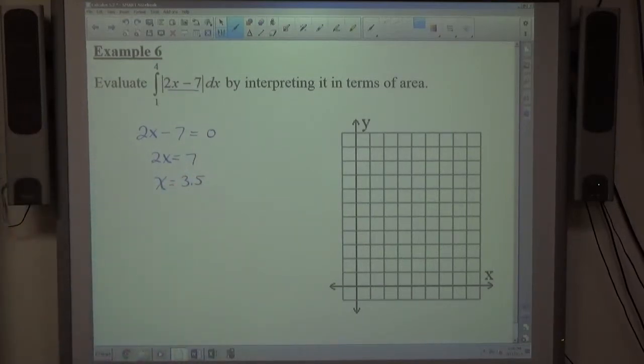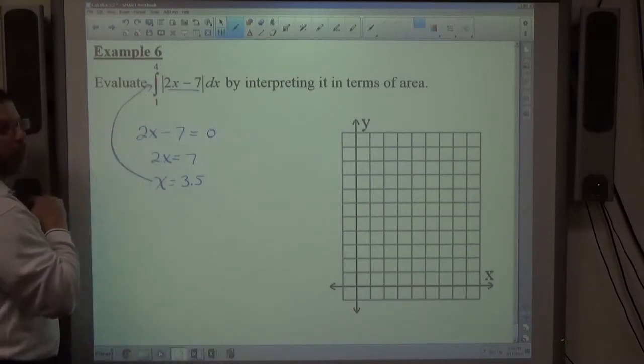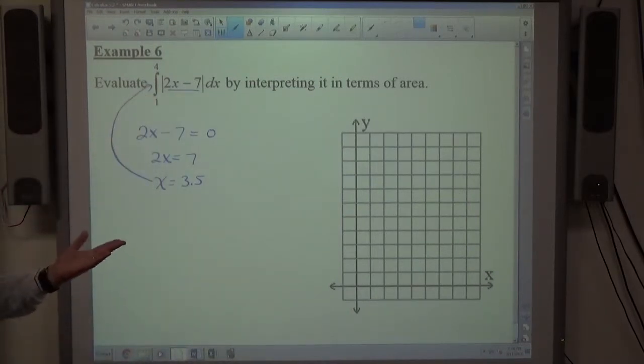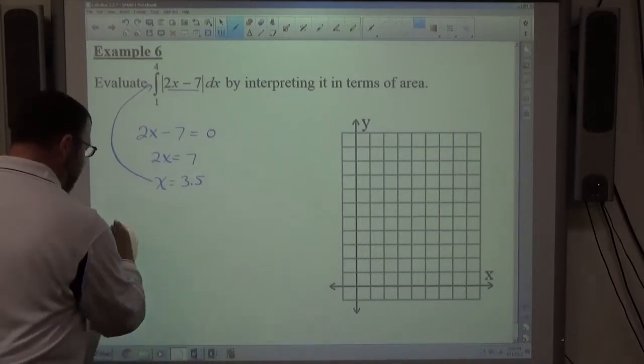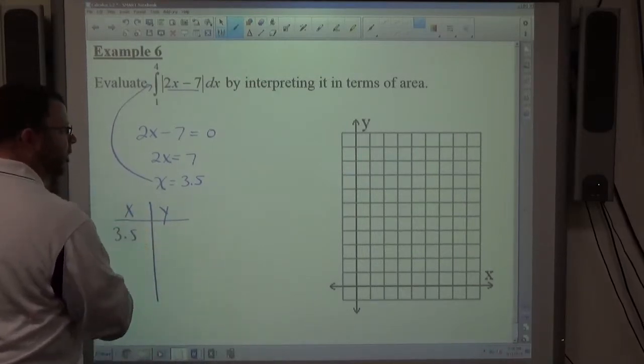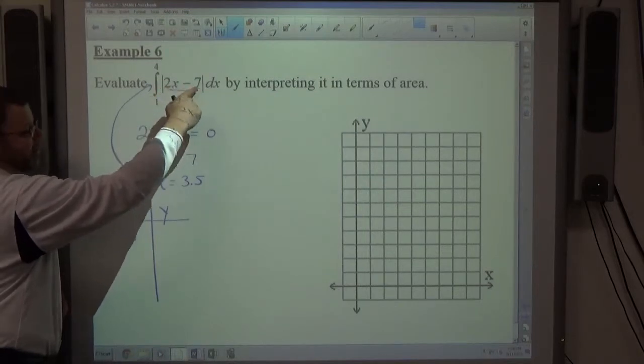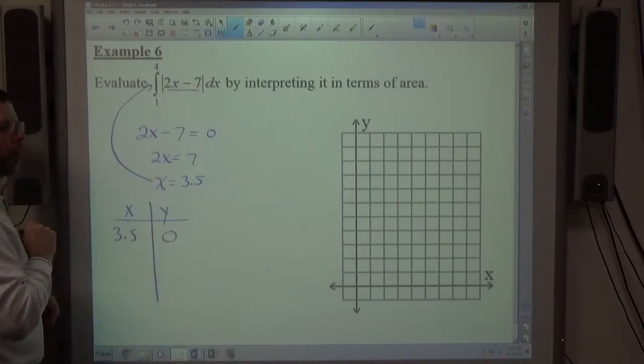so 7 divided by 2 is 3.5. And notice that 3.5 lives in this interval. It's between 1 and 4, which means I'm going to have to include it. That's the one number I really want to have in my chart. So if I'm doing an XY chart again, I want to make sure 3.5 is on it. If I put 3.5 in for x, 3.5 times 2 is 7, minus 7 is 0. Absolute value of 0 is 0.